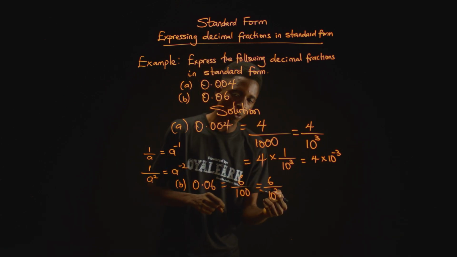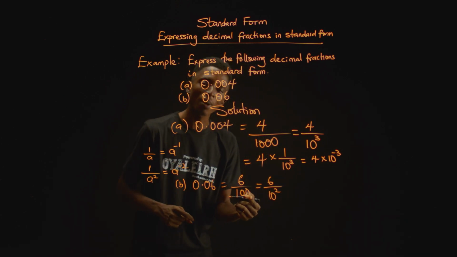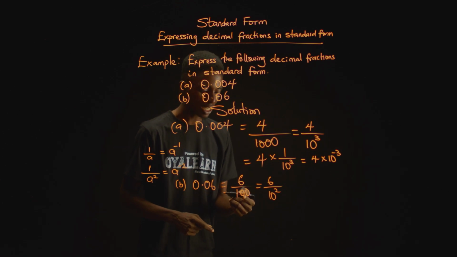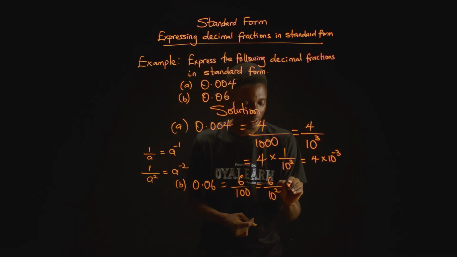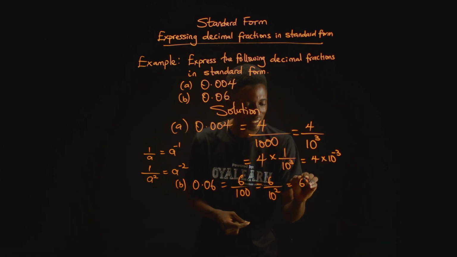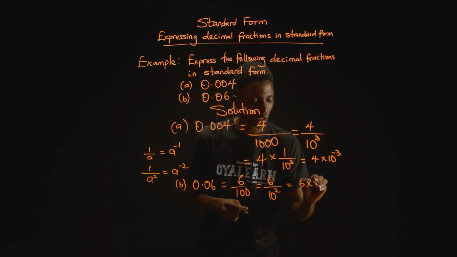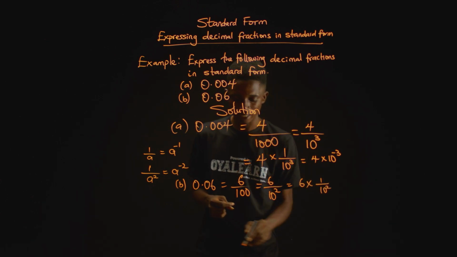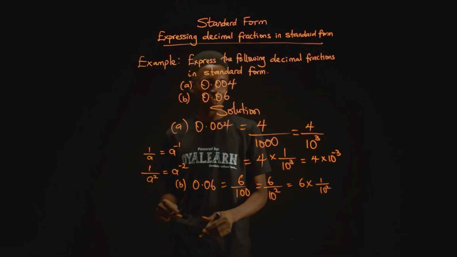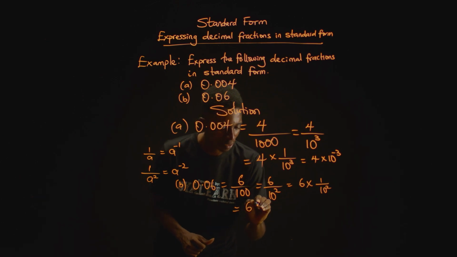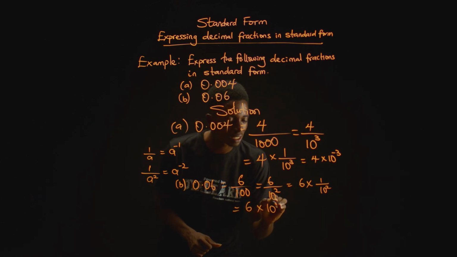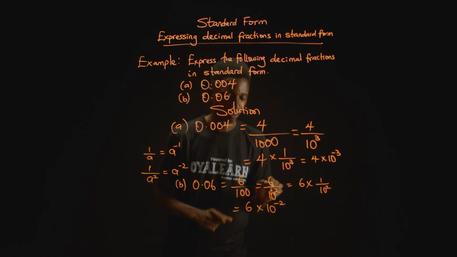Once again, how you know what goes here at the power is the number of zeros that follow your 1. So since we have 2 zeros, that will be a power of 2. This can then be expressed as 6 multiplied by 1 over 10 squared. Now applying this same law of indices, we can then say this is equal to 6 times 10 raised to the power of minus 2.